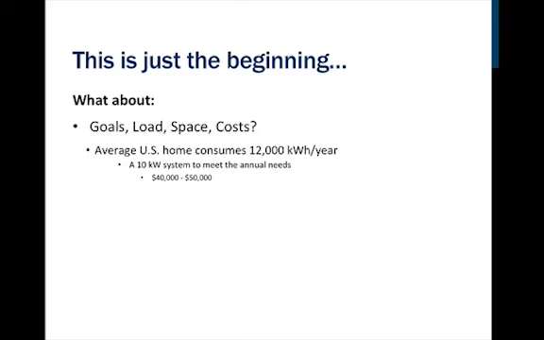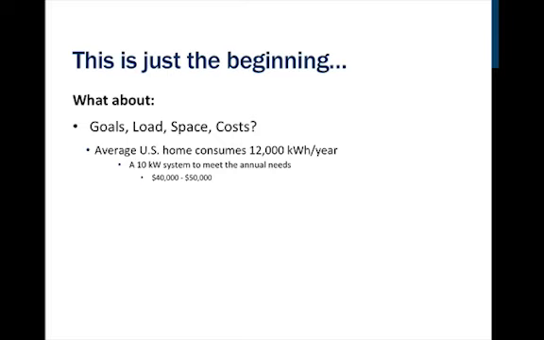So here's an example. The average US home consumes 12,000 kilowatt hours per year. So gather up 12 months of utility bills, electric utility bills, add them all up together, add up all the kilowatt hours per month, get a grand total. How do you compare? Do you consume more per year or less per year?